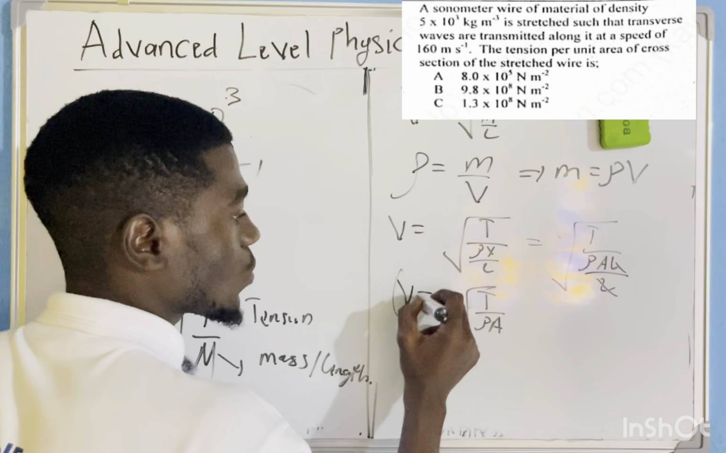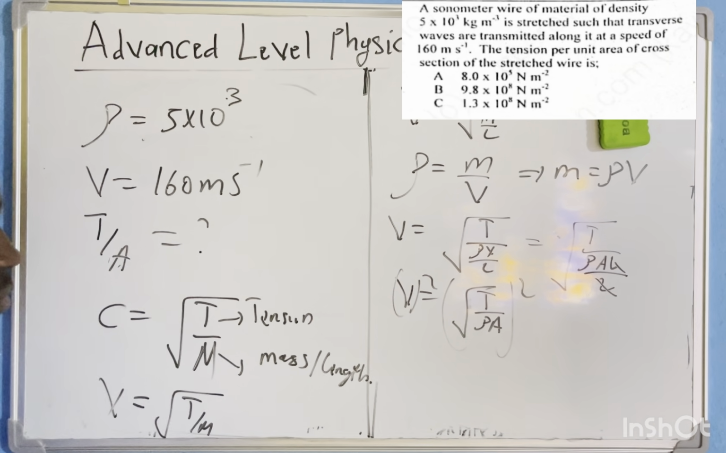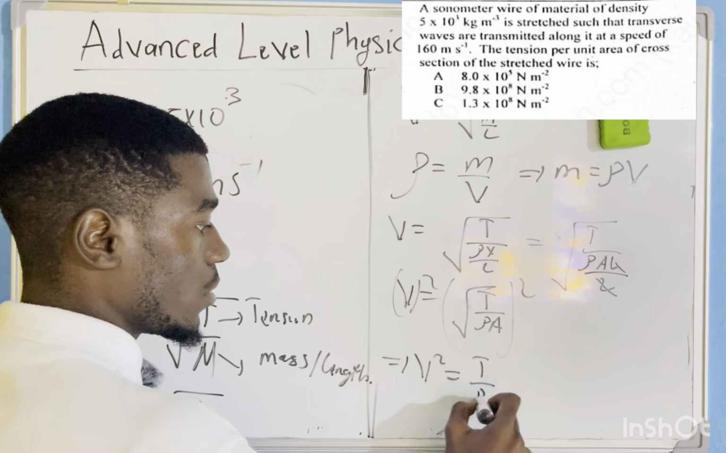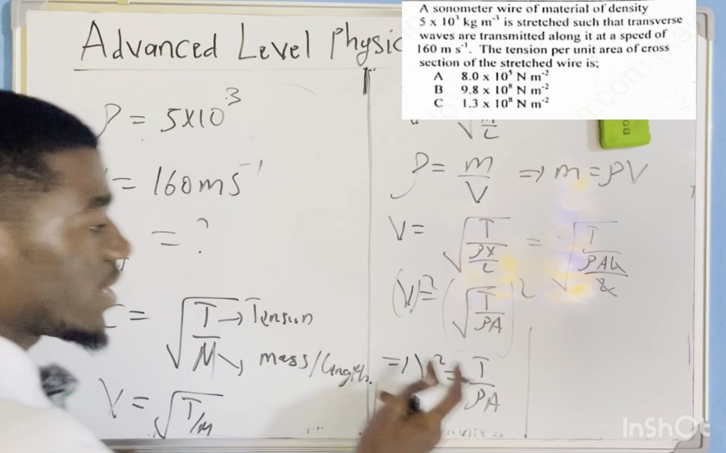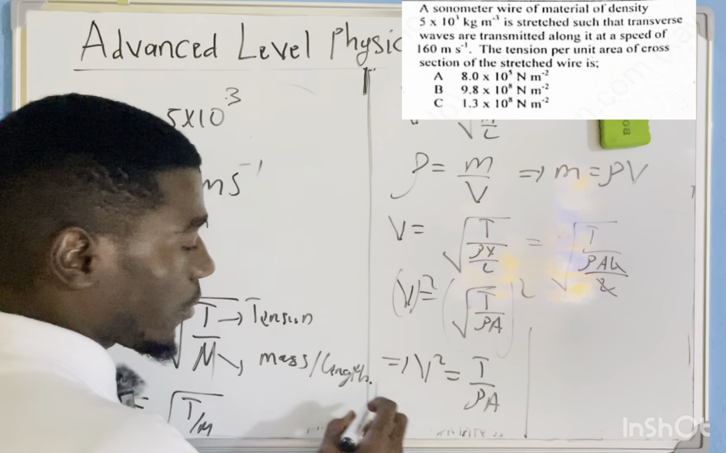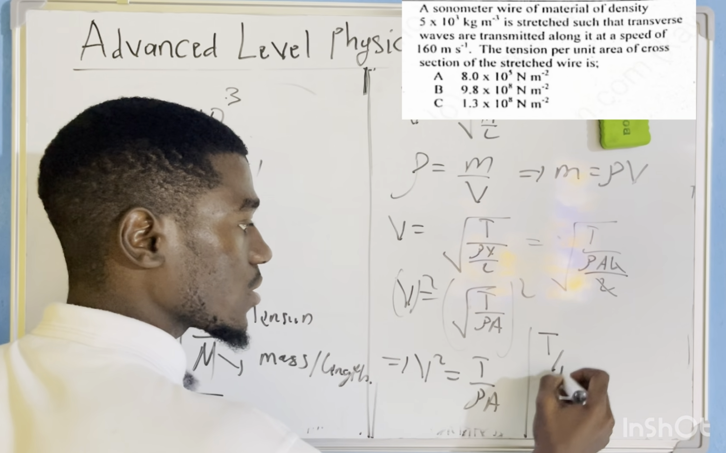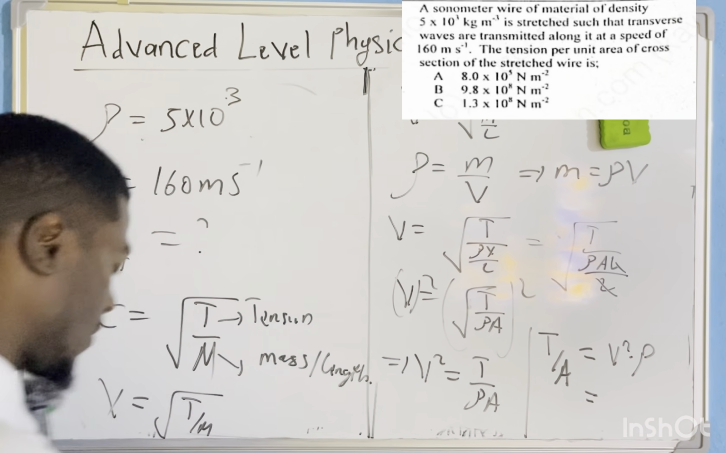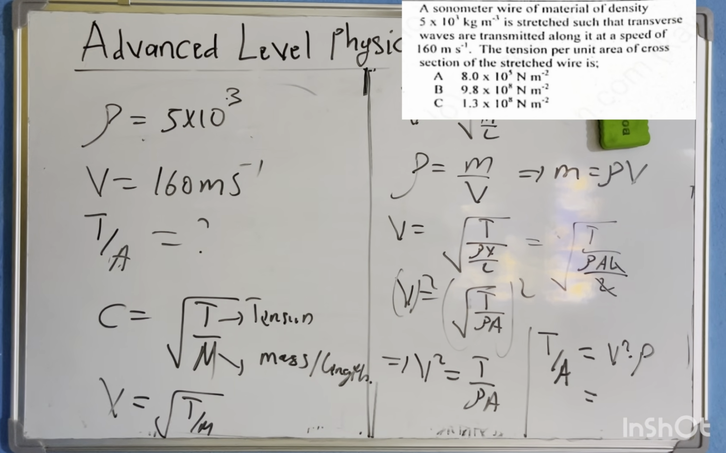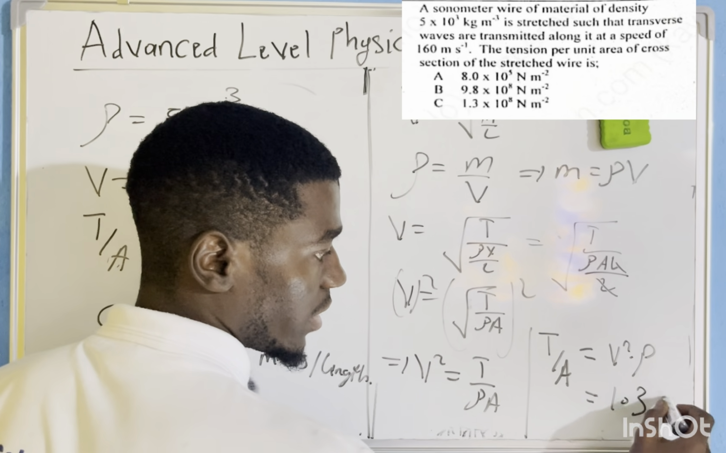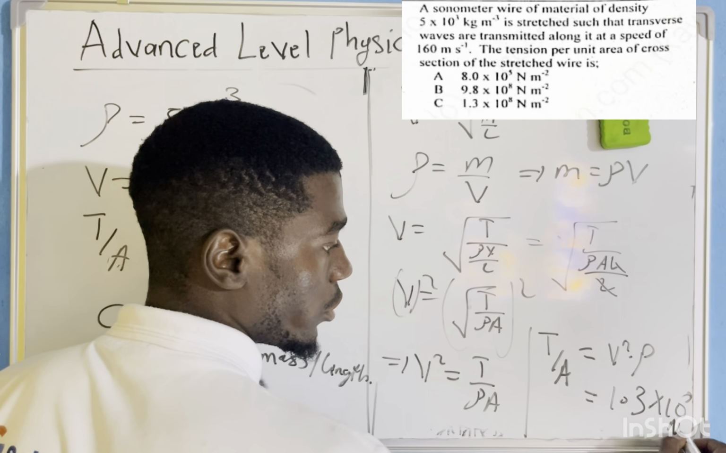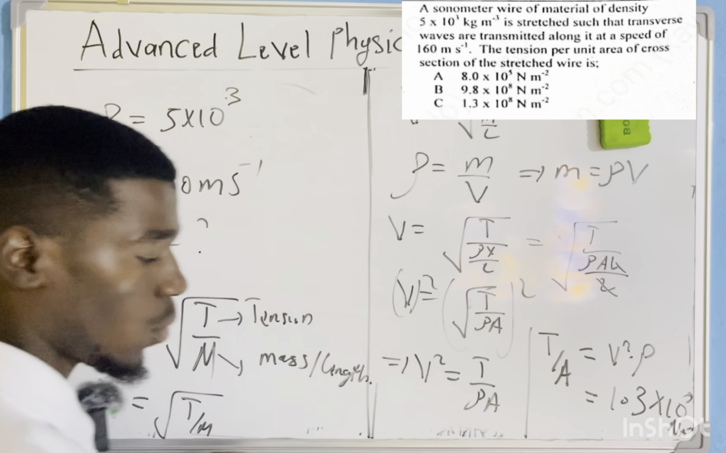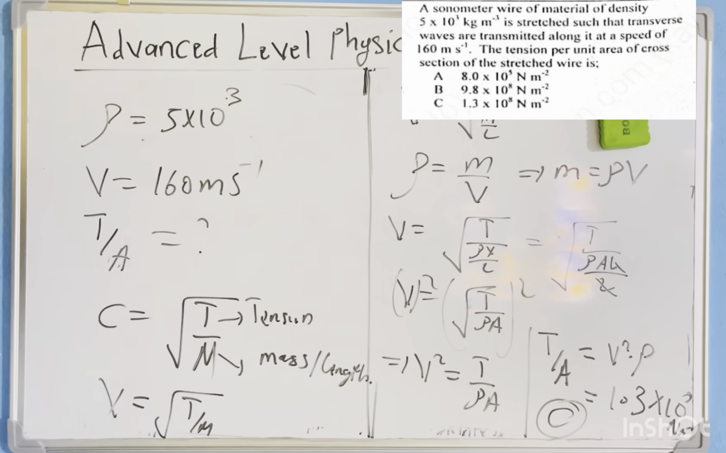Density area. Squaring both sides to remove the square root implies I'll have V squared equals T all over density times area. I'm looking for the tension per unit cross-sectional area. So the tension per unit cross-sectional area is simply equal to V squared times density. By doing the numerical application, the answer will be 1.3 times 10 to the 8 Newton per meter squared, making the correct proposal C.